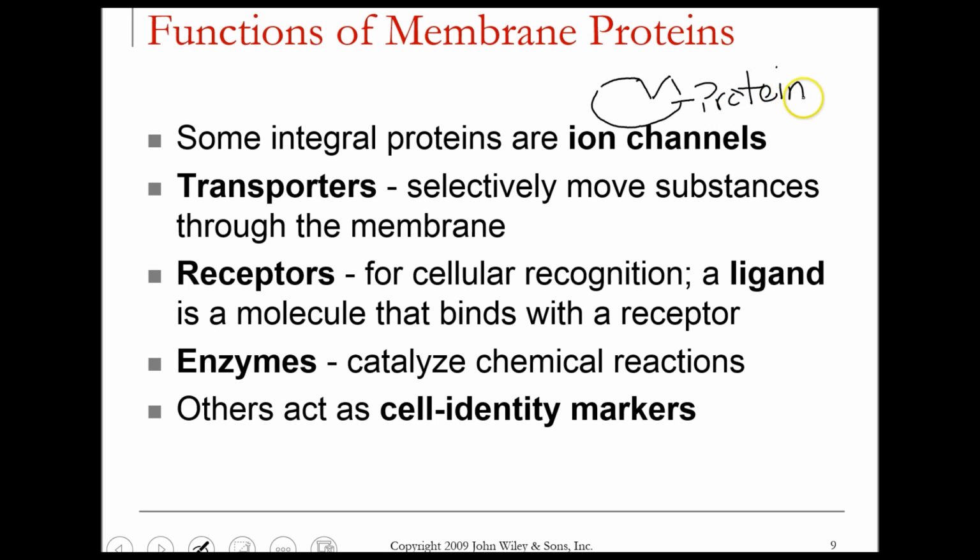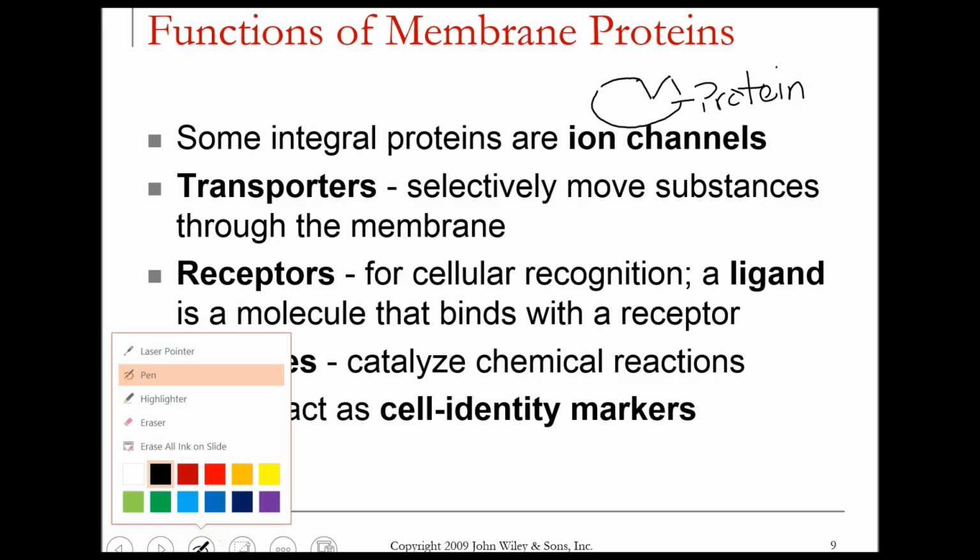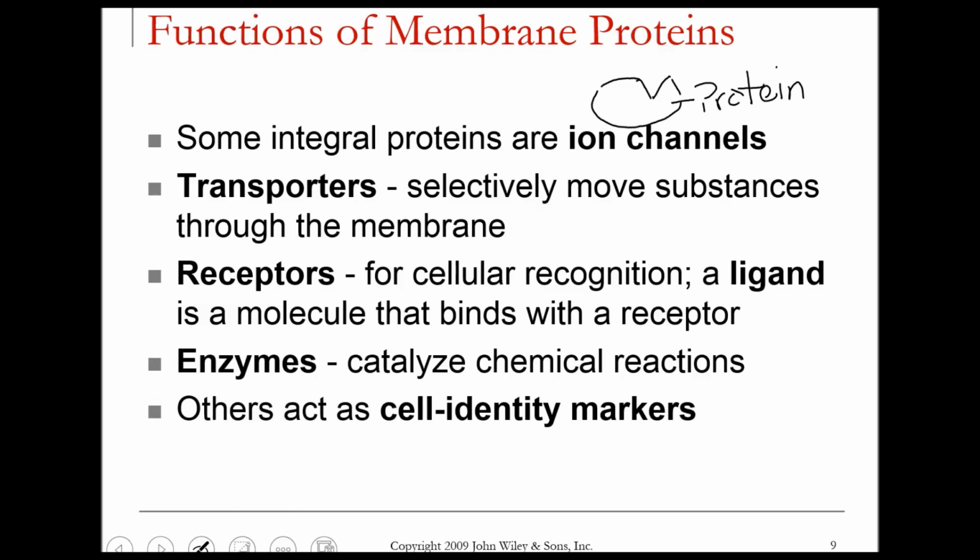Because they have these complicated three-dimensional shapes, we can find other molecules that have the ability to fit those shapes and bind to them. So if we had a ligand shaped like this, like a little diamond, a ligand is a molecule that binds to a receptor. That ligand would be able to fit into that protein. So we would have a ligand binding to a protein, and that would cause a change to occur to the cell.